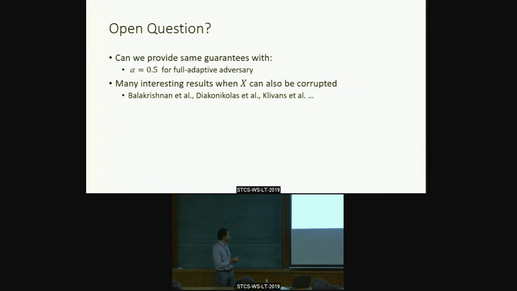Information theoretically, you should be able to work even if the adversary has corrupted, let's say, 50% of the points. So how do you bridge that gap? Can you come up with an efficient algorithm that can work with 50% corruptions? Then another interesting direction is when the data points X themselves can be corrupted, because currently we were just corrupting the observations Y. But what if your covariates X itself is corrupted?